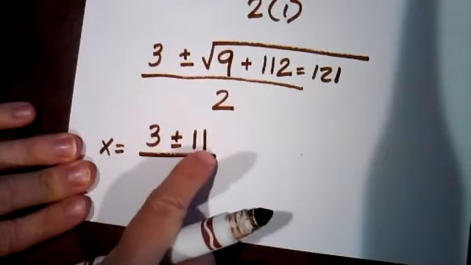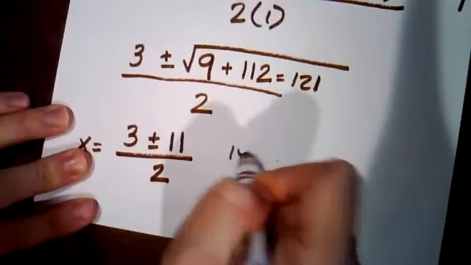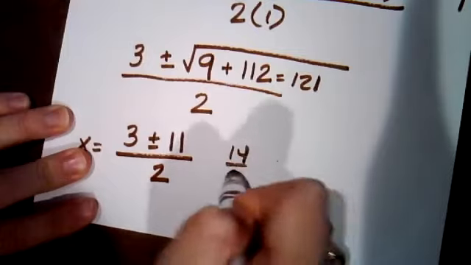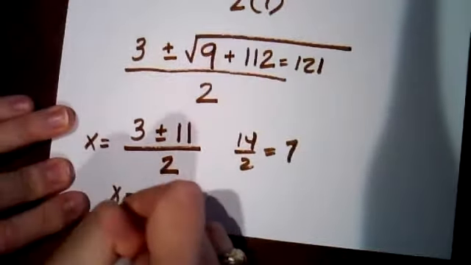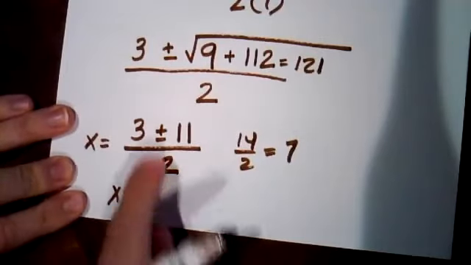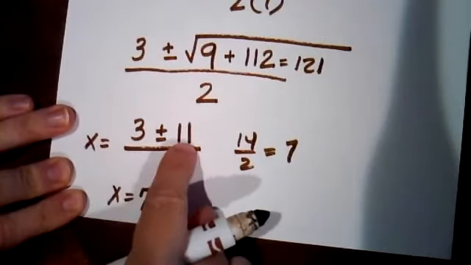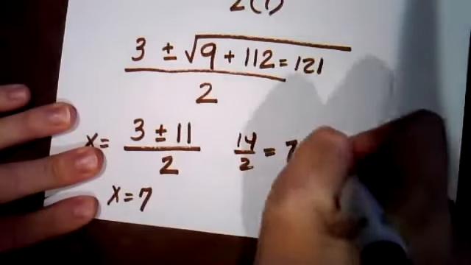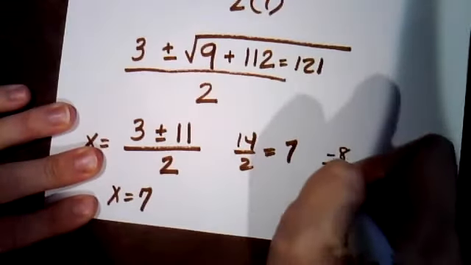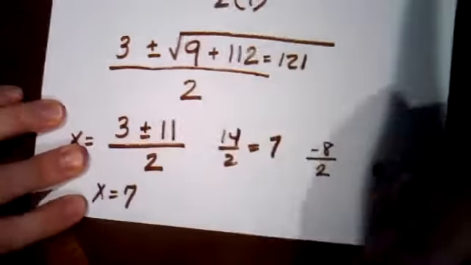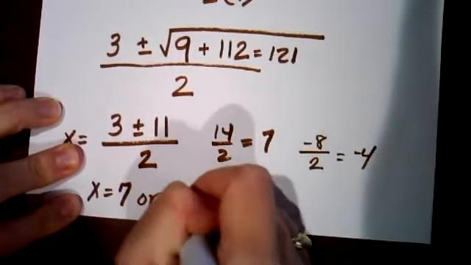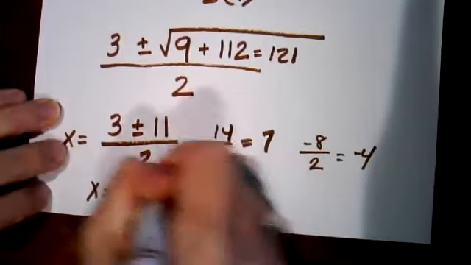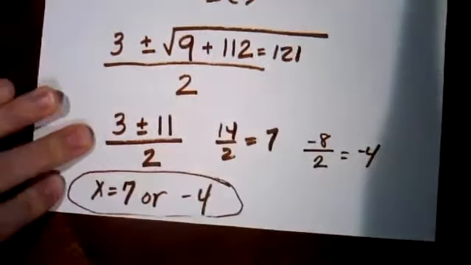3 plus 11, which would be 14, over 2, which is 7. So x is 7. Or 3 minus 11, which would be a negative 8 over 2, which is equal to a negative 4. Those are your two options.